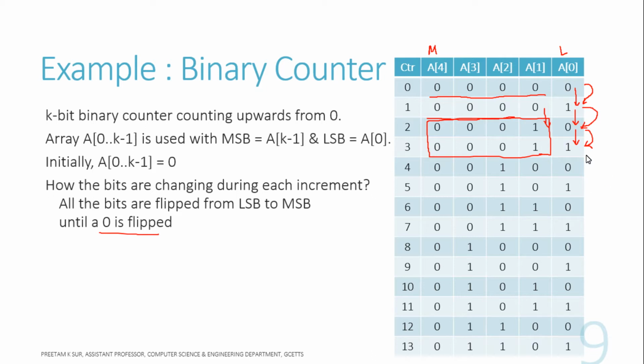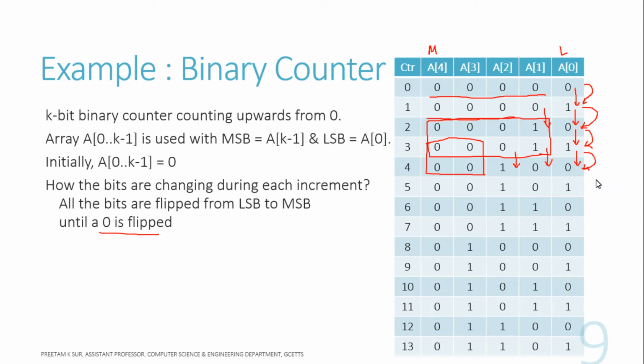Now again, if the increment operation is called, what will happen? It will start flipping from A0, from LSB to MSB. It will first flip this 1 to 0, next this 1 to 0, and next this 0 to 1. As soon as it flips a 0 to 1, it is not going to flip the other bits. So these bits will not be flipped, and this will continue.